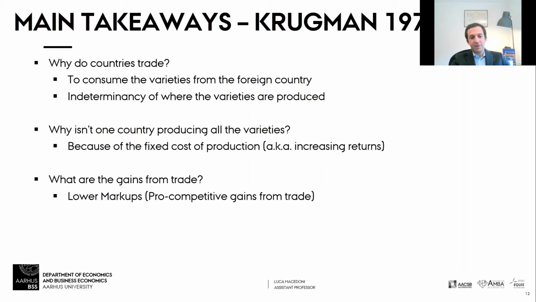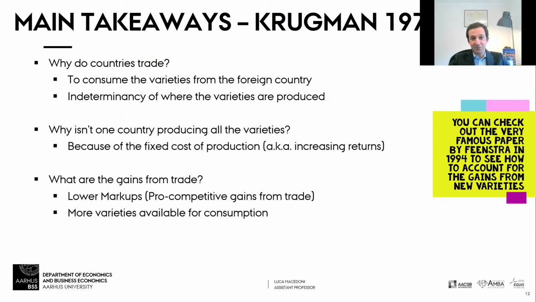And this was one of the main motivations that was used to convince the public of the NAFTA agreement, the idea that both Canadian car companies and American car companies would benefit from the increased market size. Now, there are also more varieties available for consumption, and that is also a non-trivial component of the gains from trade. I'm going to show you just a little anecdote in a second.